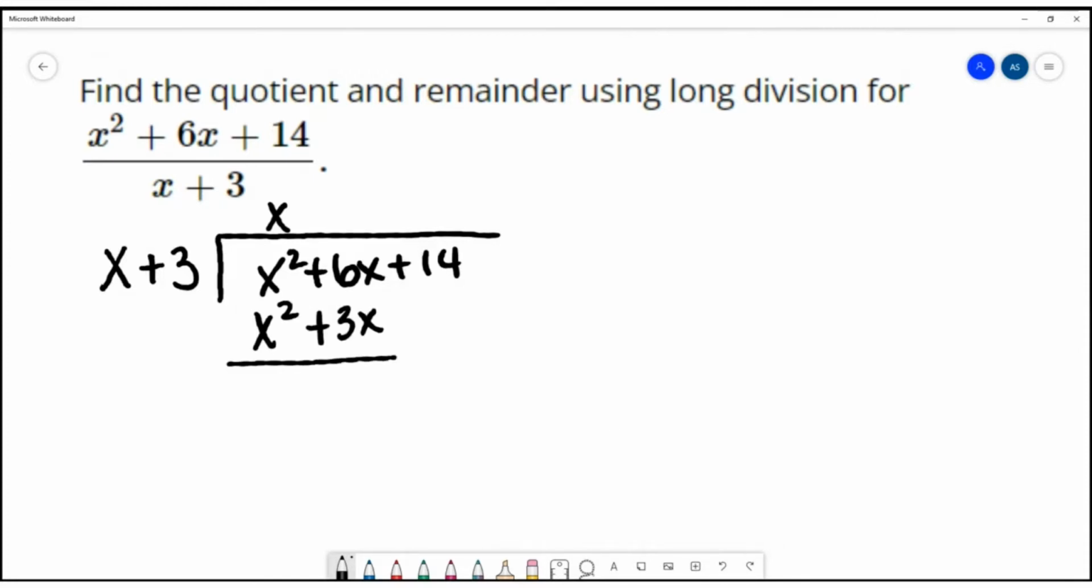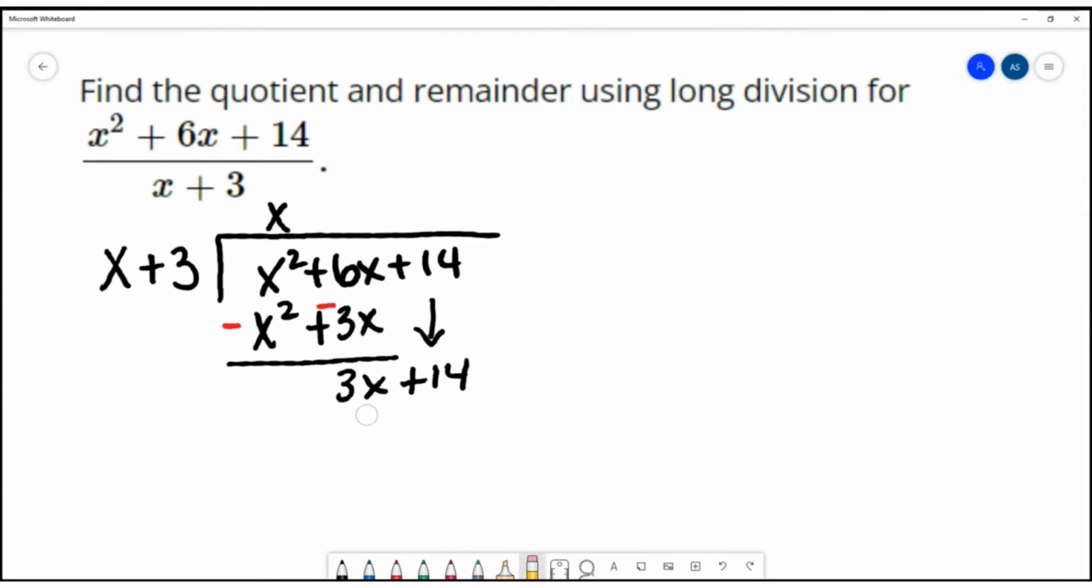And the next step in the process is that we subtract. So we're going to change these signs. X squared minus x squared is 0. 6x minus 3x is 3x. And we'll bring down the next term. Now we repeat that process over again. Focus on the first term here and the first term here.